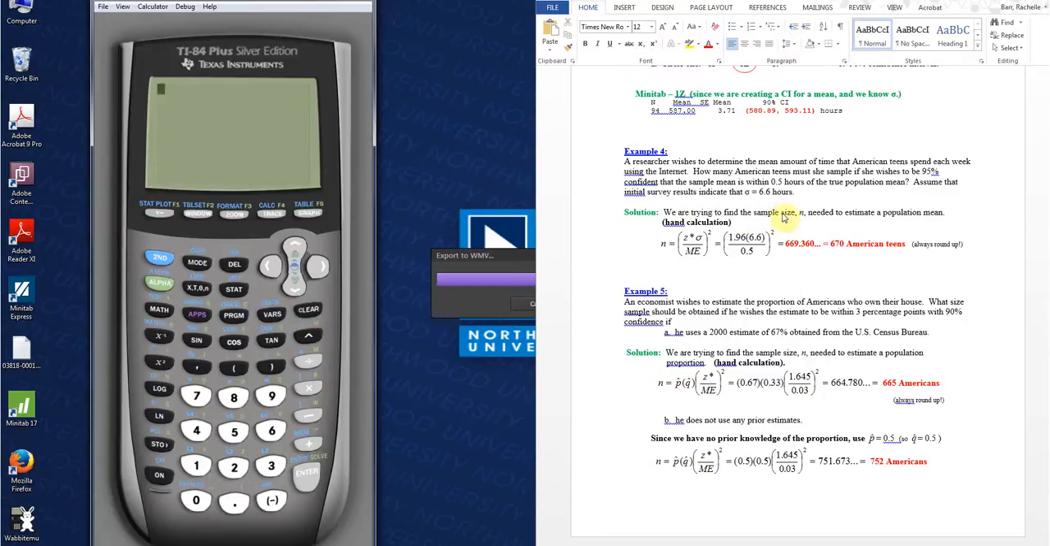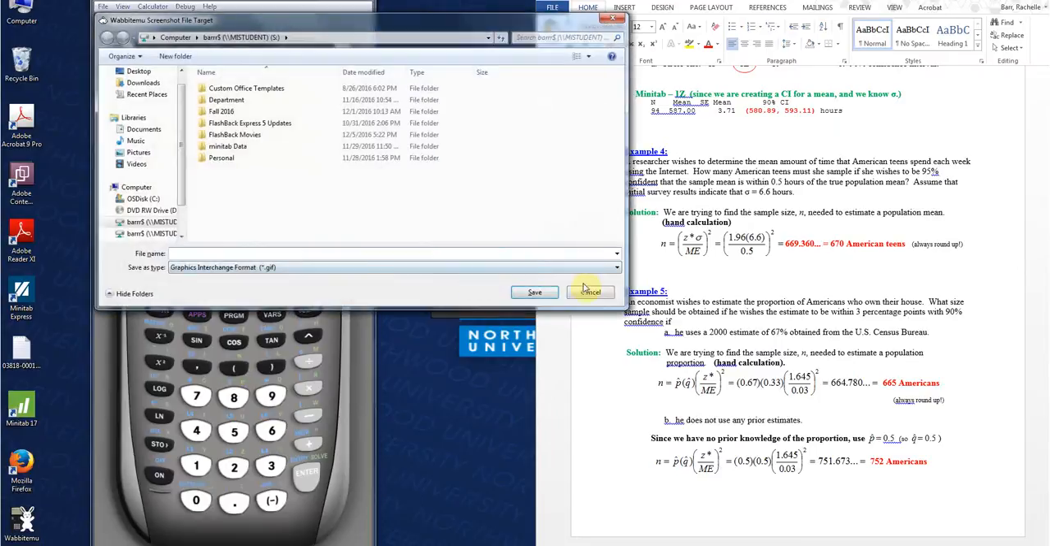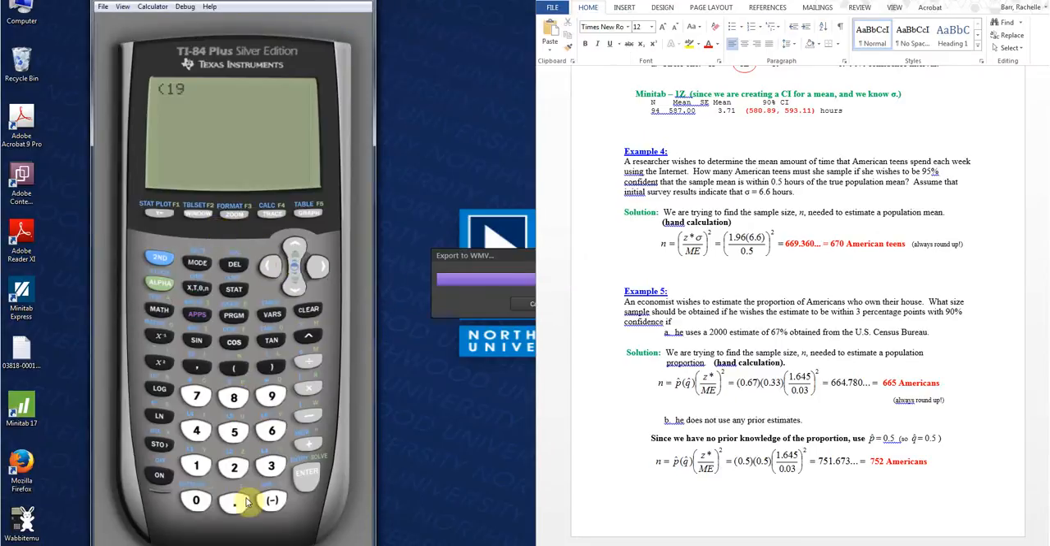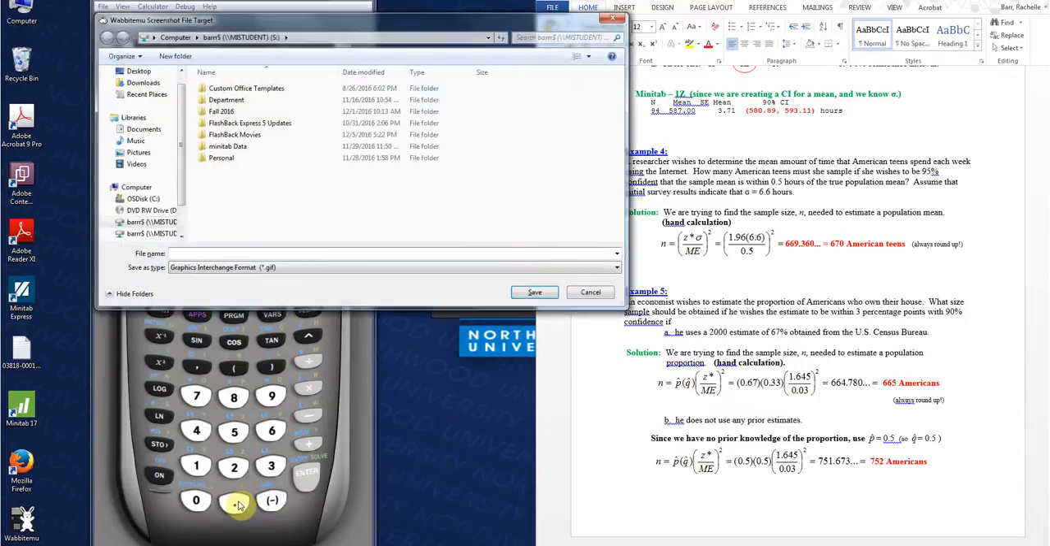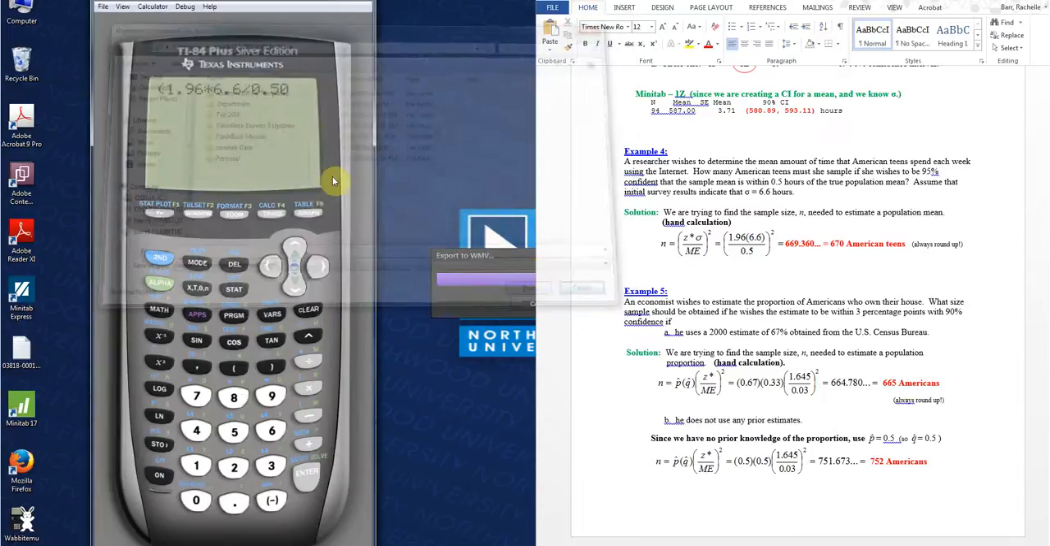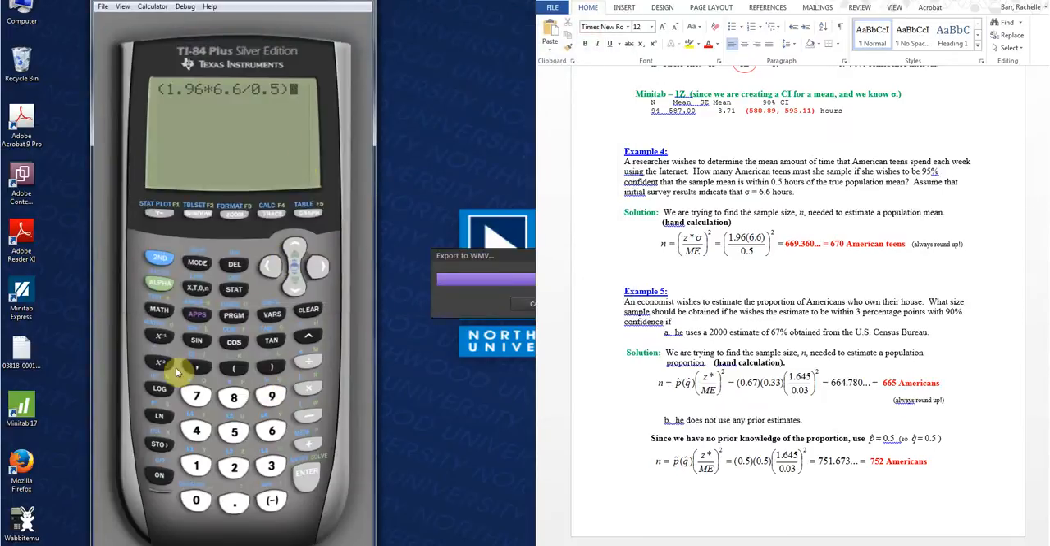So we want to find the sample size n and need to estimate the population mean. So I'm going to use my z-score times my standard deviation divided by my margin of error. So I'm going to put it in parentheses. And I want to do 1.96. I hit the wrong button. Sorry. 1.96 times 6.6 divided by 0.5. Close my parentheses. Oh my gosh, I gotta learn not to use the keyboard on this. Close my parentheses and then square it.